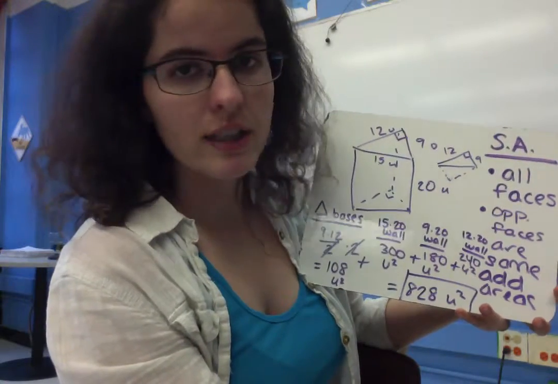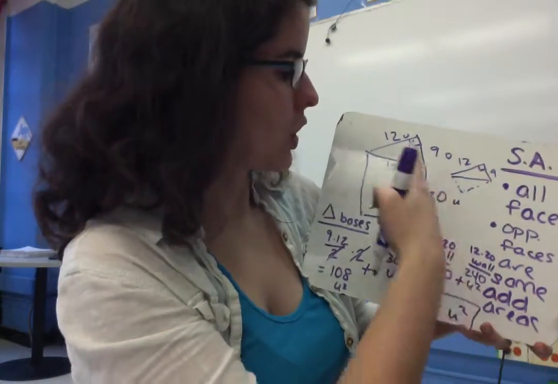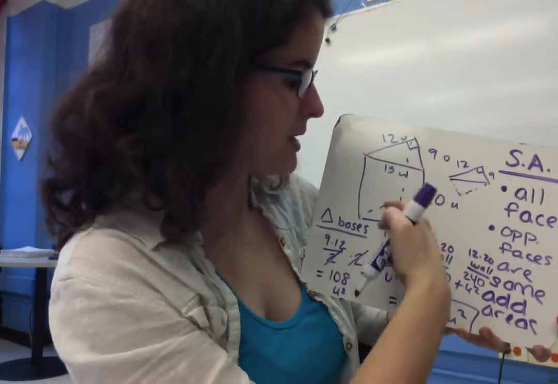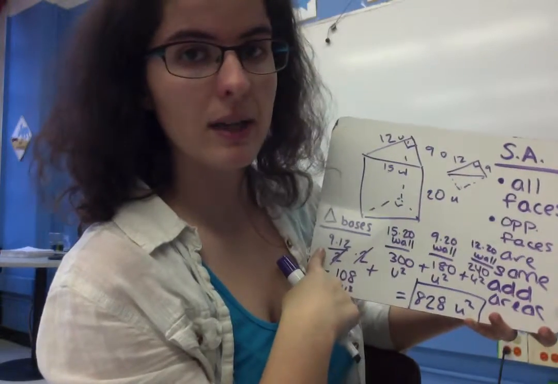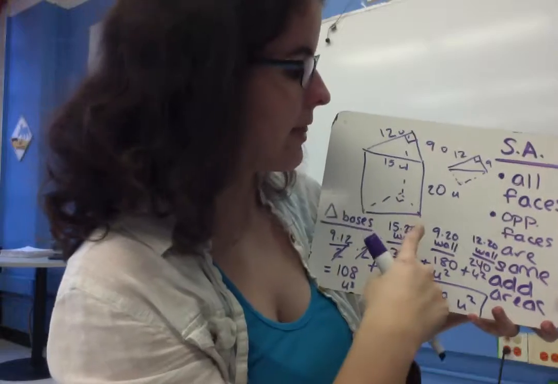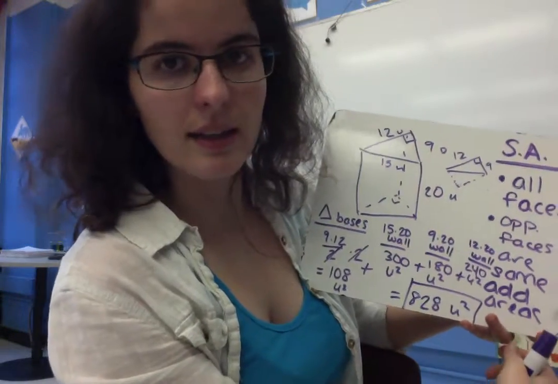The general strategies did not change, though. I needed to pay attention to all of my faces. If I had opposite faces, I knew they were going to be the same, which makes my life a little bit easier. And then I need to add up all of my areas at the end to get my total.